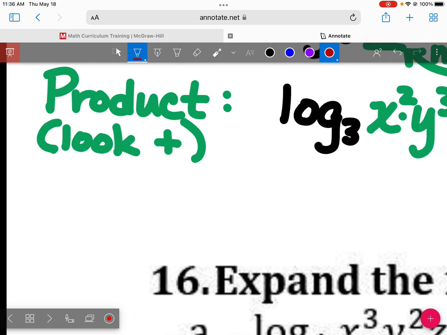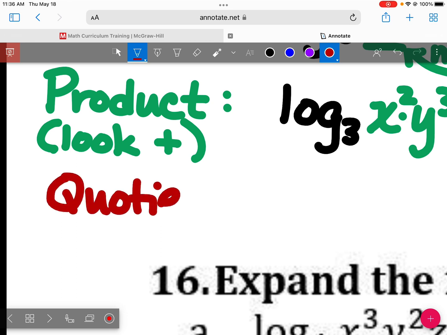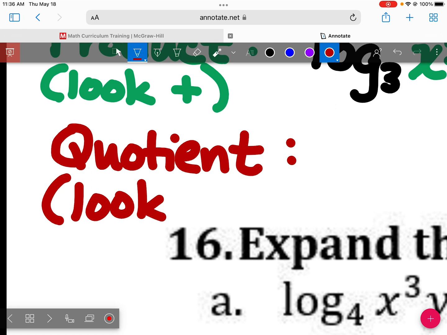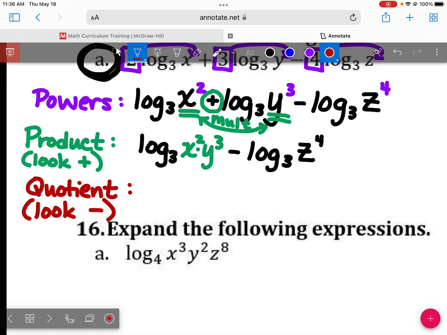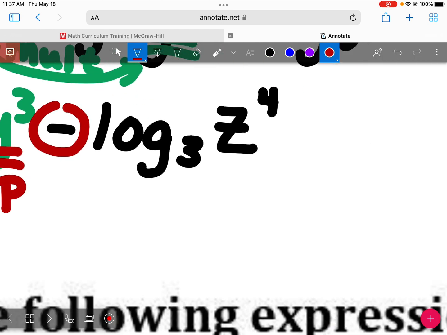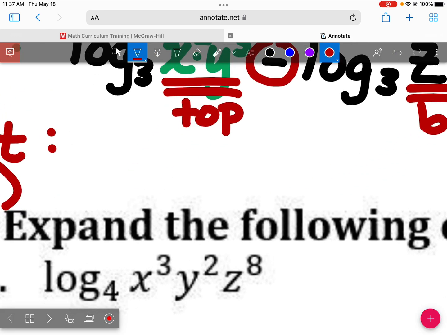All right, we've talked powers property. We've talked product property. Now we're going to talk quotient. With the quotient property, now I'm looking for subtraction. Do you see subtraction between logs? Yes. So I'm going to take the argument in front of it. That's going to become the top part of my fraction. The argument after it will be the bottom part of my fraction. It's going to condense down to just 1 log. You will not have 2 logs anymore.